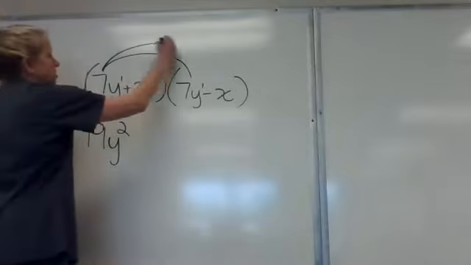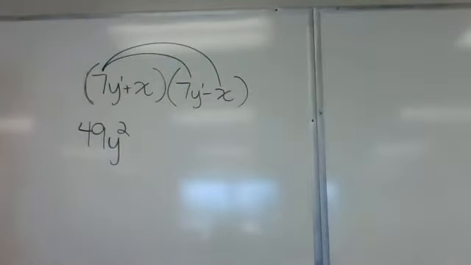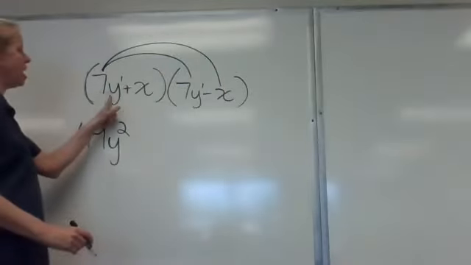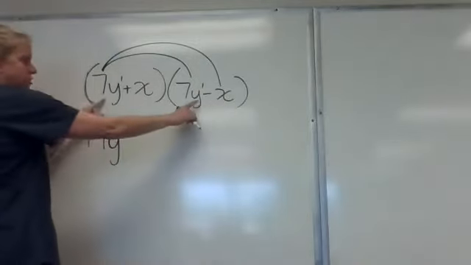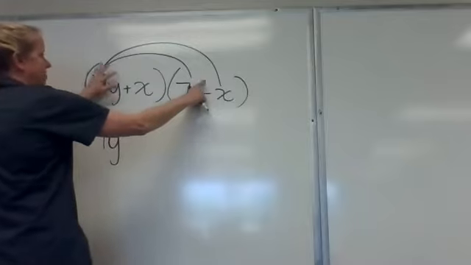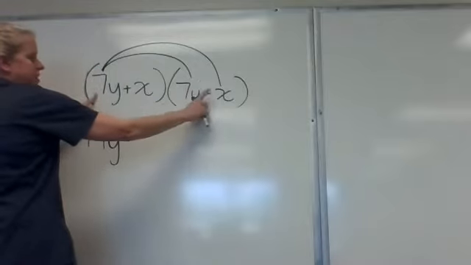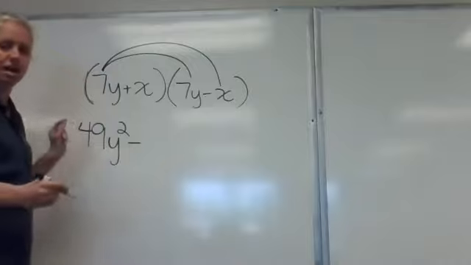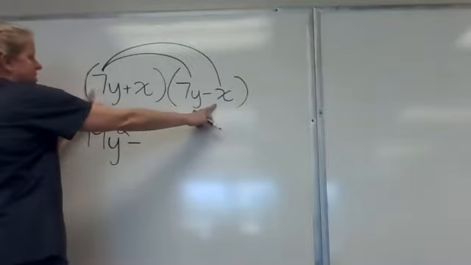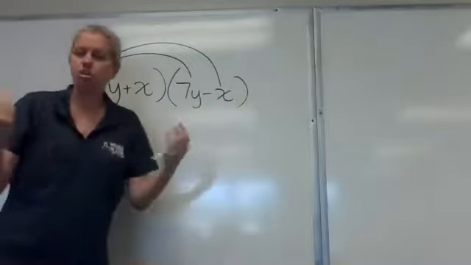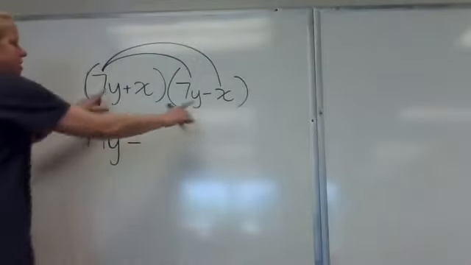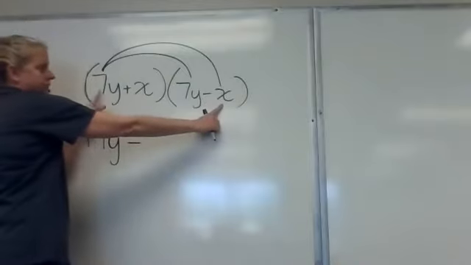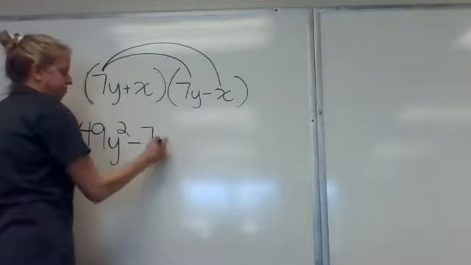Then my outer, careful with your signs, I've got 7y times -x. So first of all, I'm just going to think about my signs. I have a positive times a negative. It's going to be negative, right? So what do I have? 7y times x. When you multiply 2 letters together, they just stick themselves together. I'm going to write them in alphabetical order. So I'll have -7 and then xy.